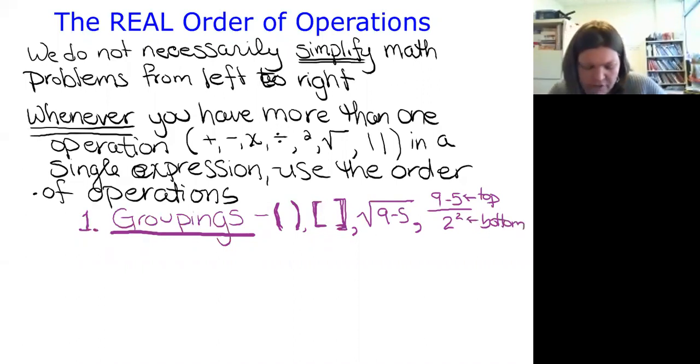There's lots of other ways to group, but you'll see that numbers will be set apart from other numbers using some kind of a symbol. They're grouped together. You're going to have to deal with the grouping before you can do anything else. So that's step 1 to the order of operations.